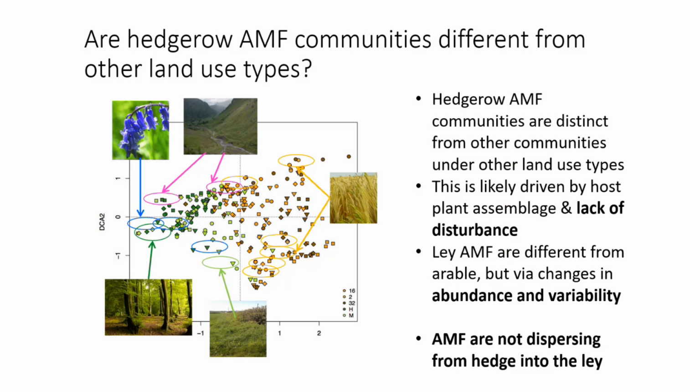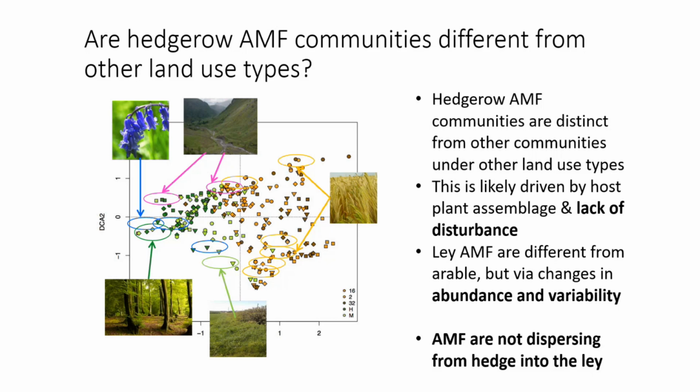So what we get here is that the hedgerow AM communities are really distinct from the other communities, even though they're right next to each other. Right. So again, here's a space. This is a long-term land use which has created diversity within a small amount of space. And it's likely driven by the host assemblage, and particularly through lack of disturbance, which is a significant factor in determining what happens in arable fields.